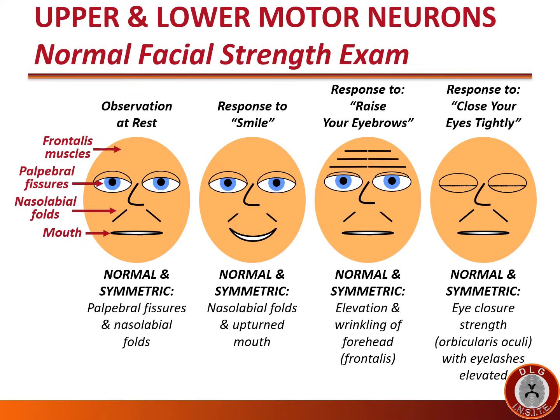When asking a patient to raise their eyebrows, look at the forehead muscles, the frontalis, and make sure they go up equally and crease the forehead equally on both sides. And in response to asking a patient to close their eyes tightly, you can tell the eye is closed tightly, or the orbicularis oculi muscle is completely contracted, when the eyelashes are elevated. In other words, going from perpendicular to the ground to horizontal to the ground when sitting up.